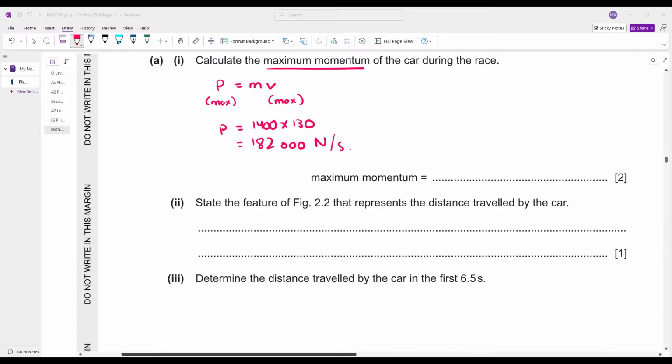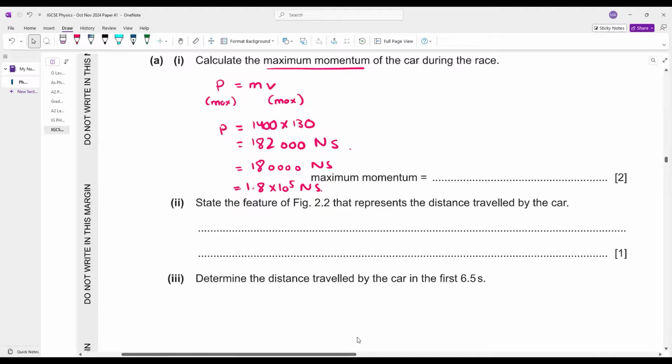Easy peasy, lemon squeezy, nothing complicated. Sorry, I have written the units incorrectly. What are the units of momentum? Newton second. You can also write this correct to two significant figures and in standard form if you want to: 180,000 Newton second. In standard form, how will you write it? 1.8 into 10 to the power of 5 Newton second.